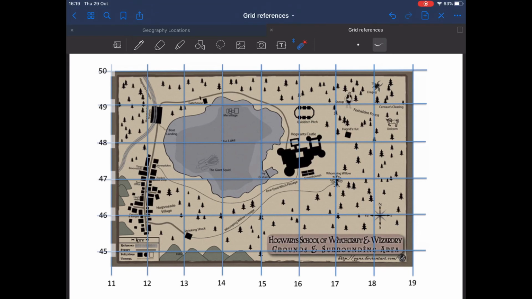So I hope that gives a quick overview of 4 and 6-figure grid references. There is more information in your textbooks, so do have a look on page 32. And that will give you some better information there as well, and we'll explain it again in more detail. And feel free to watch this video back again if you want to revise it.